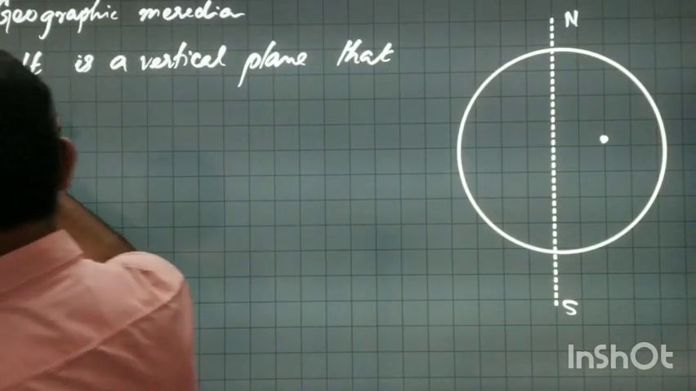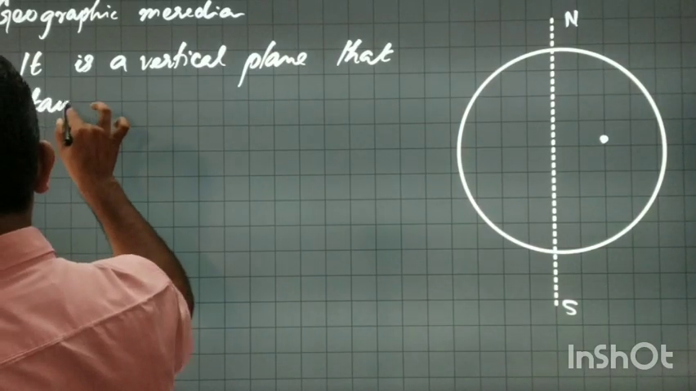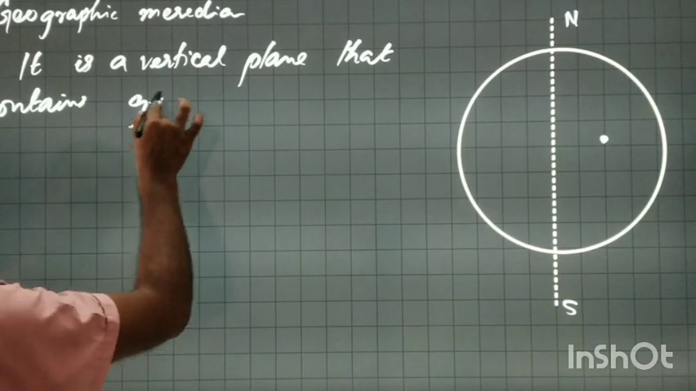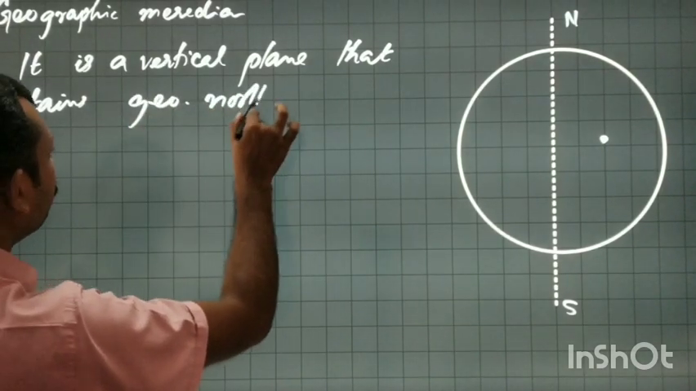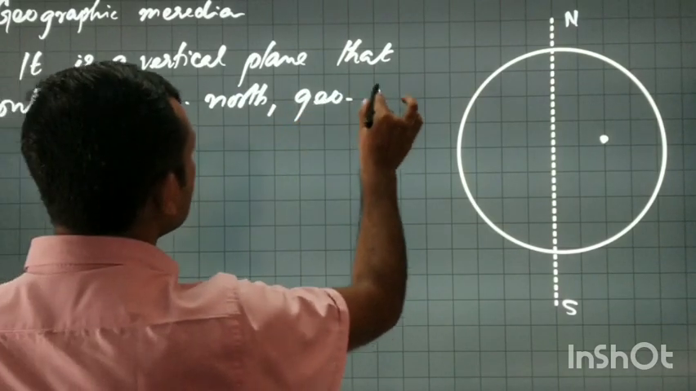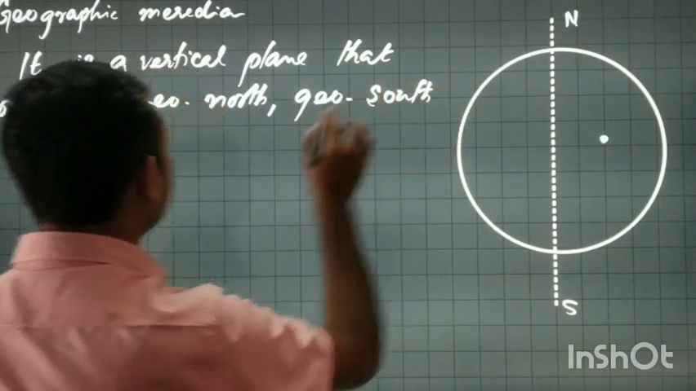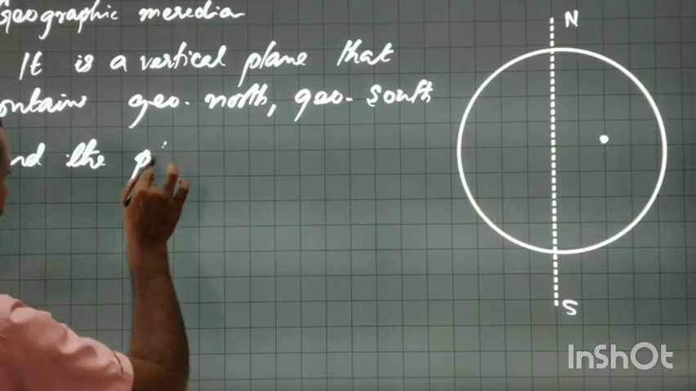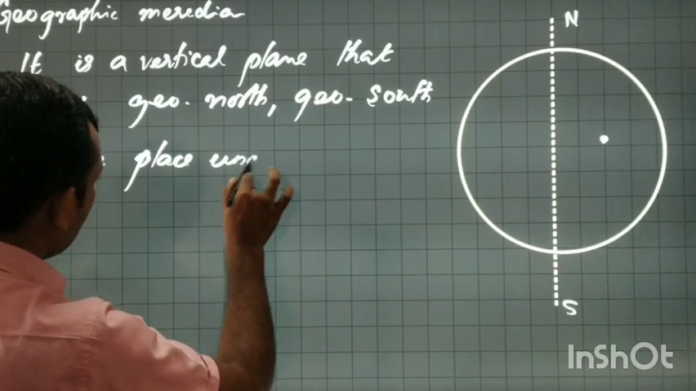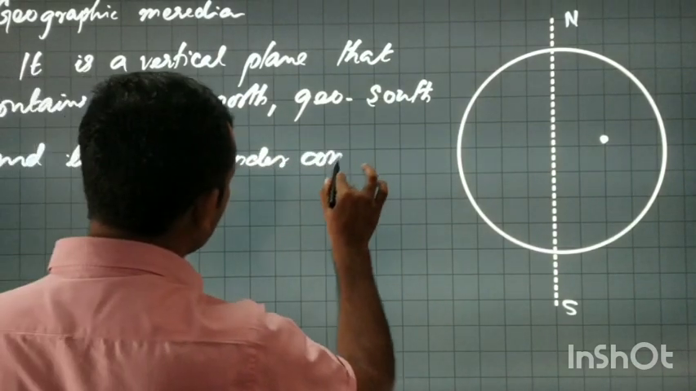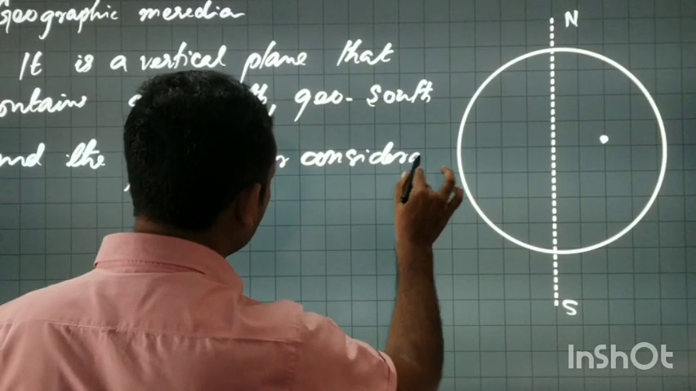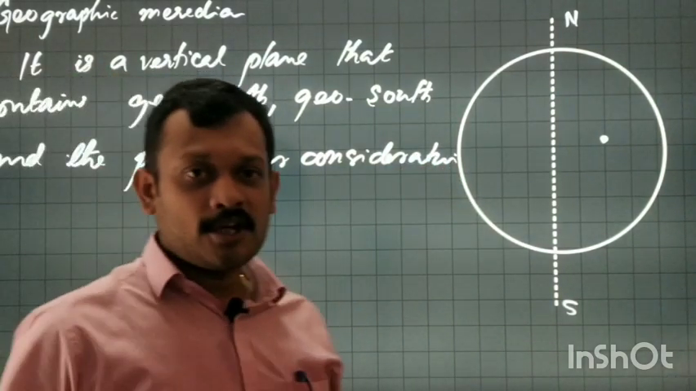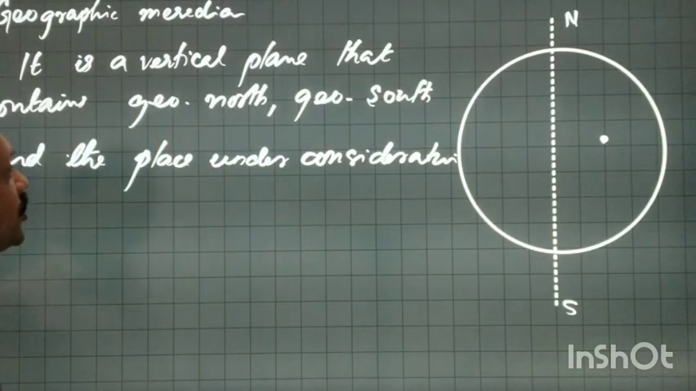that contains, what? It's a vertical plane that contains geographic north, geographic south, and the place under consideration. So it's a vertical plane that contains geographic north, geographic south, and the place under consideration.